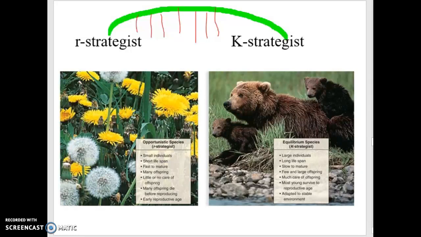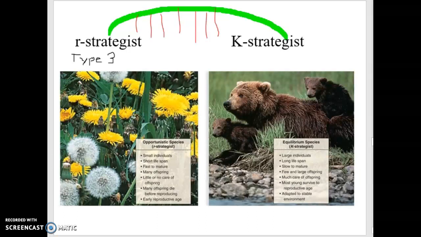Now, generally, R strategists have a type 3 survivorship curve. Okay, so remember type 3. I can write type 3. They have a type 3 survivorship curve. Short lifespan, lots of offspring, etc. Those two tend to fit together. R strategist, type 3 survivorship curve.